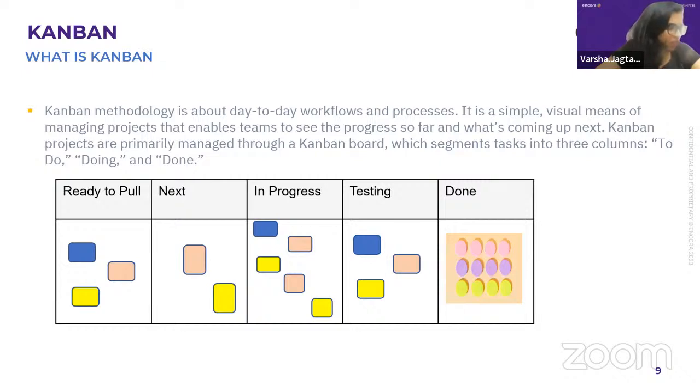So that's what they were calling just in time. They wanted something to detect inefficiency, so they started with very basic notes. They used to have a note with the same type of nomenclature: ready to pull, next, in progress, testing, and done.